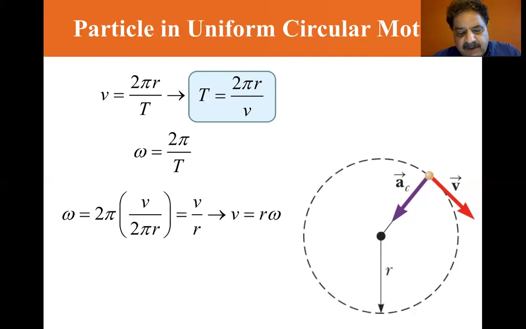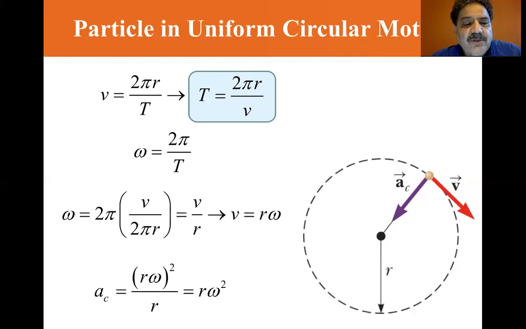Okay, we can express the centripetal acceleration of a particle in uniform motion in terms of angular speed. The centripetal acceleration is v squared over r, which is r squared omega squared divided by r. You just end up with r omega squared. This is the centripetal acceleration.